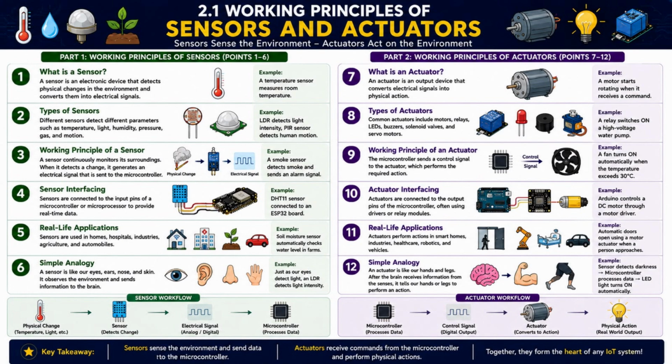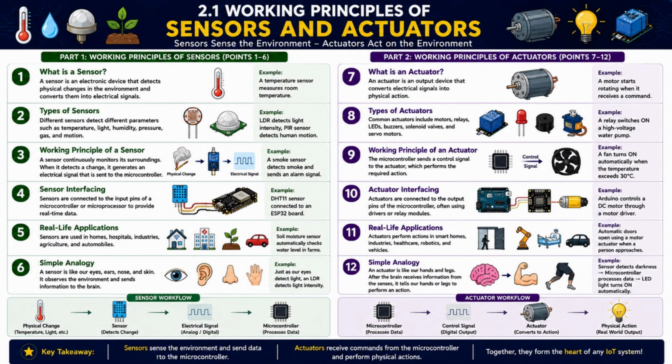Can you tell a simple analogy here with respect to sensors? Yes, a sensor is just like our sense organs. What are those? Our eyes, ears, nose, and skin. They observe the environment conditions and send the information to our brain. That means here in IoT, the brain is nothing but a controller, the microcontroller. That is important here. Examples, can you tell? Yes, just as our eyes detect light, an LDR detects the light intensity.